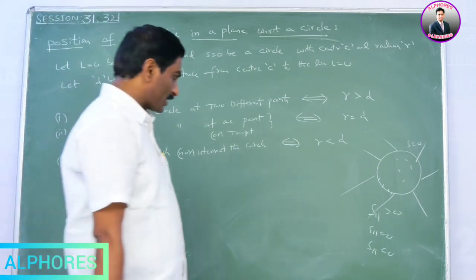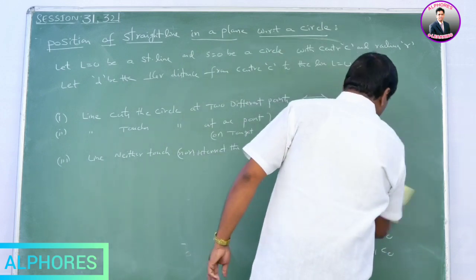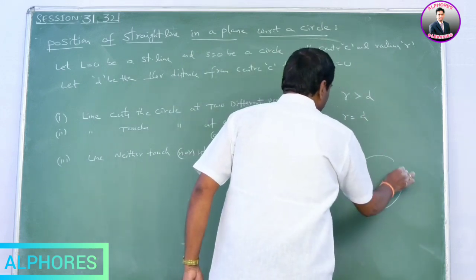The possibilities. First we verify the possibilities. Suppose it is one of the circles.